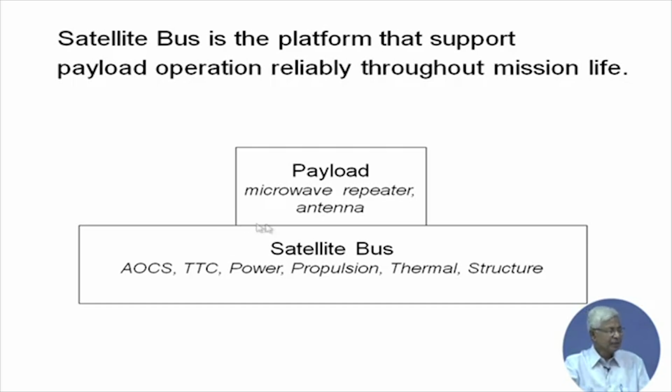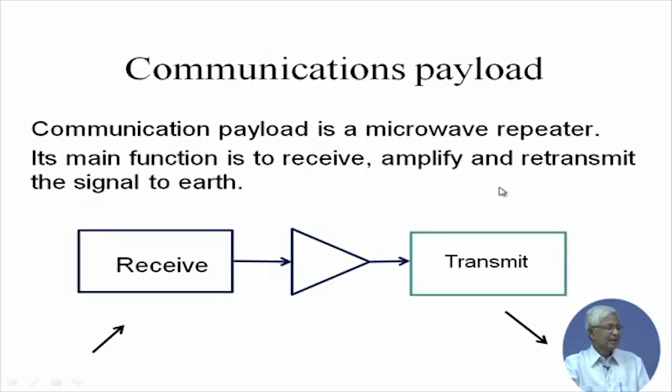So, now let us concentrate to find out what is there in this payload. A communication payload, what is that? We were using from the beginning the term, it is a microwave repeater. Its main function then should be to receive, amplify and transmit the signal to the earth, out towards the service area. It receives the signal from the service area, amplifies the signal and transmits it back. That is what the payload is.